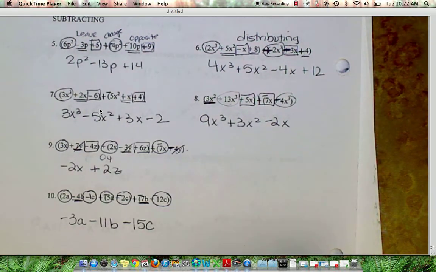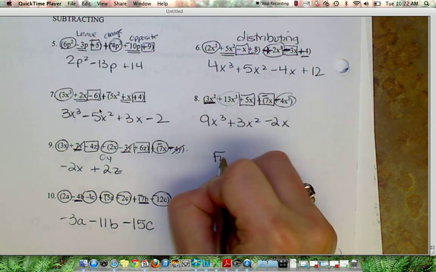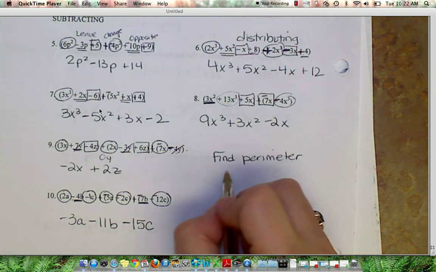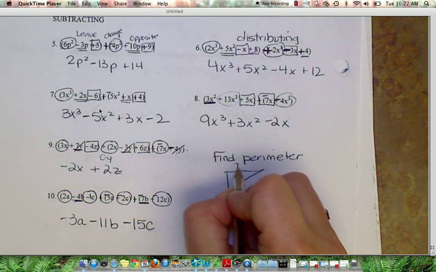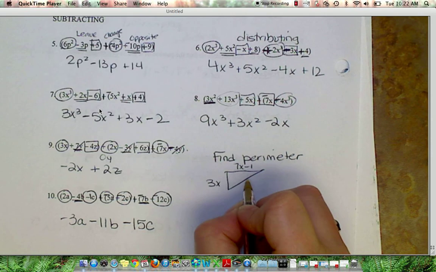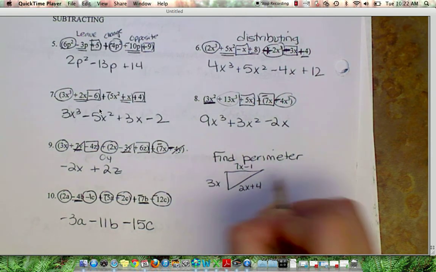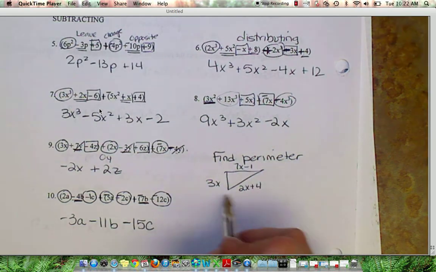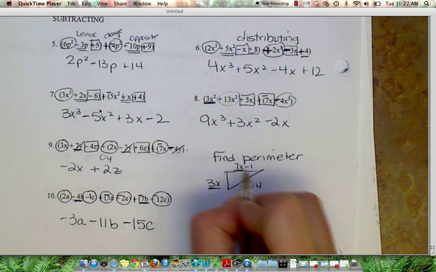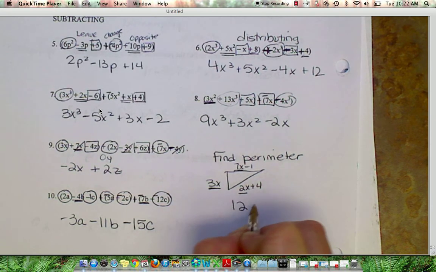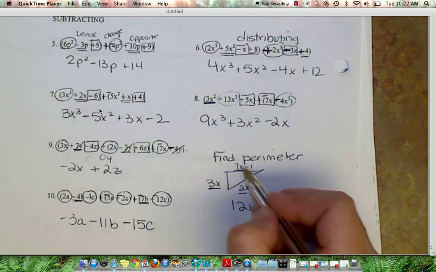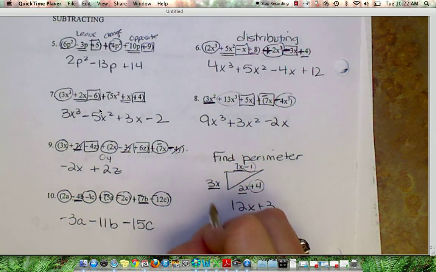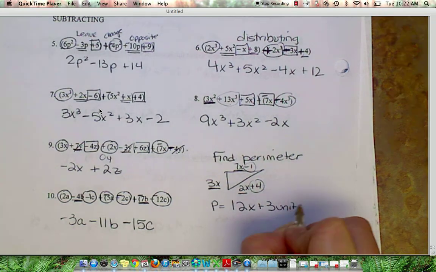The last thing we want to talk about is finding the perimeter. So we're going to add a couple problems in here. Find the perimeter of this triangle. 7x minus 1, 3x, and 2x plus 4. So remember, to find the perimeter, we're just adding up all the sides. We're just adding all these together. So 3x plus 7x is 10x, plus 2x is 12x. And then we add our whole numbers. Negative 1 plus 4 would be positive 3. And this is perimeter, so we want to write units.